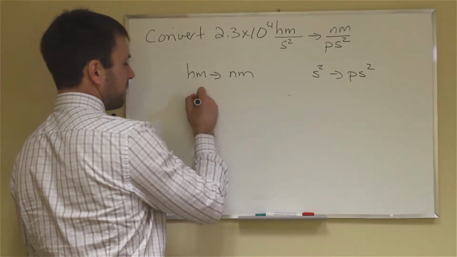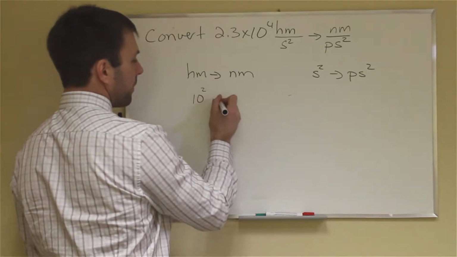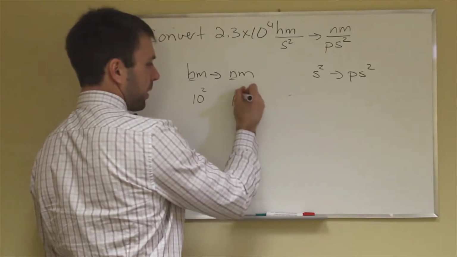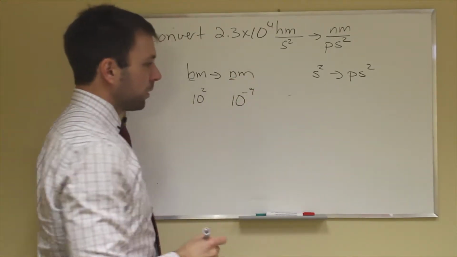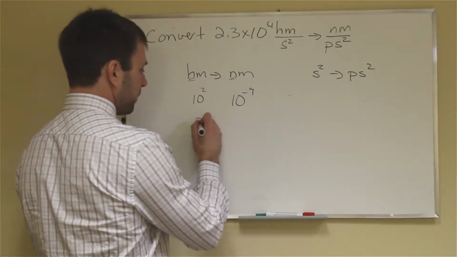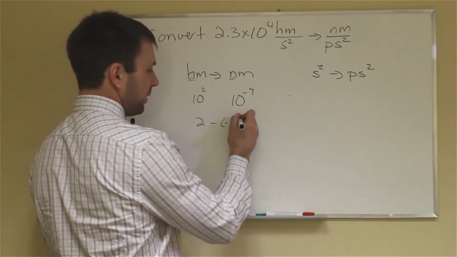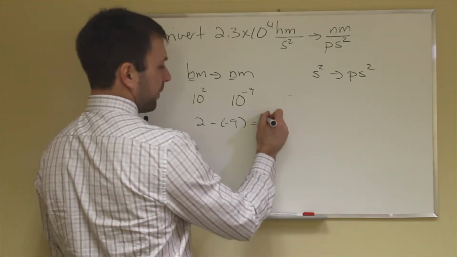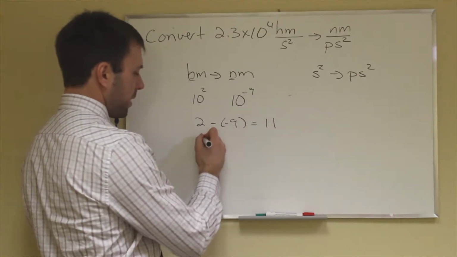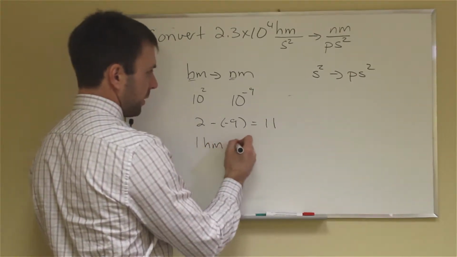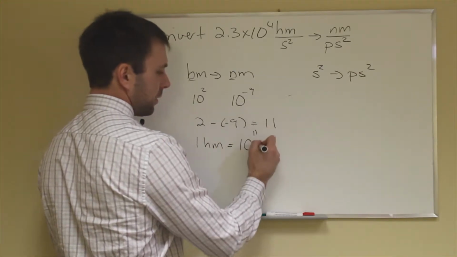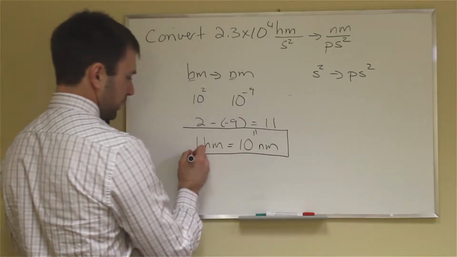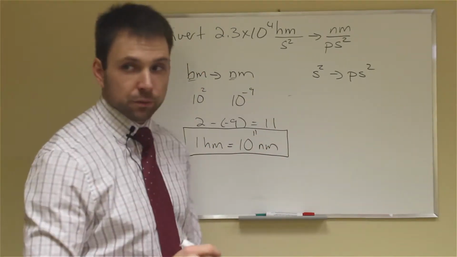Hecto corresponds to 10 to the power of 2. Nano corresponds to 10 to the power of negative 9. So 2 take away negative 9 is going to equal 11. So I know that 1 hectometer is equal to 10 to the 11 nanometers. And I will put a box around that conversion factor.